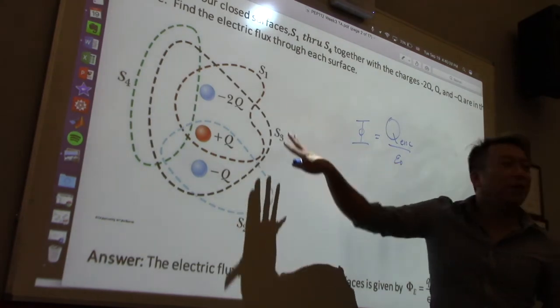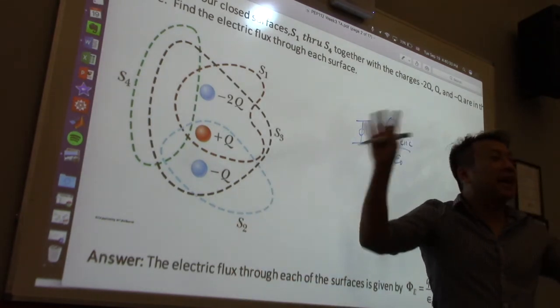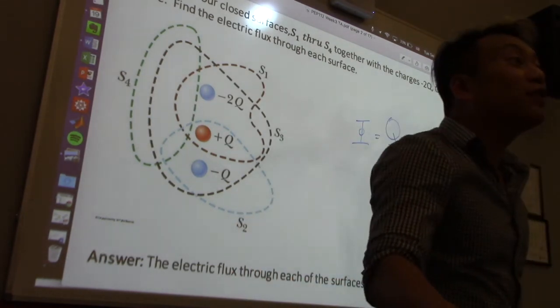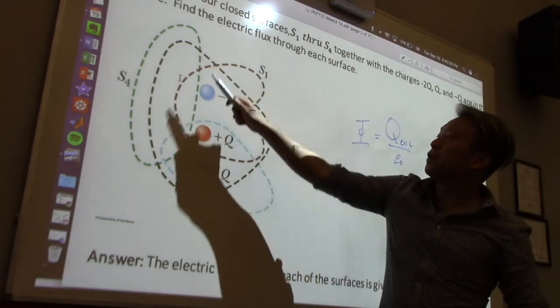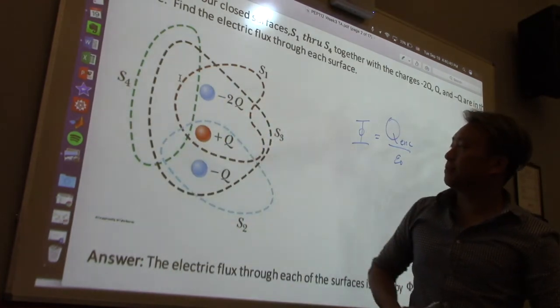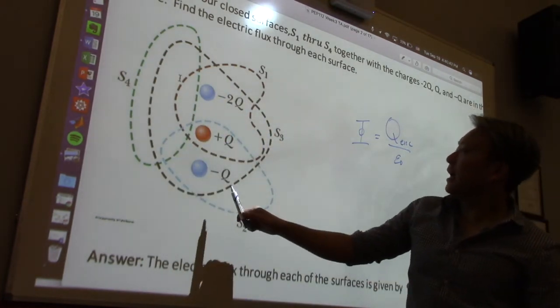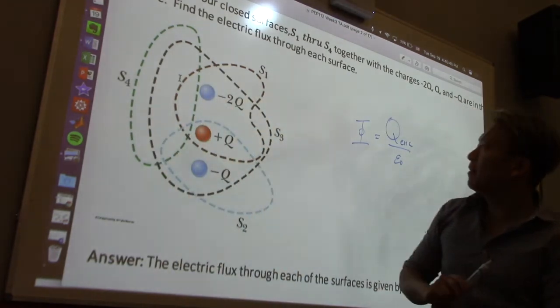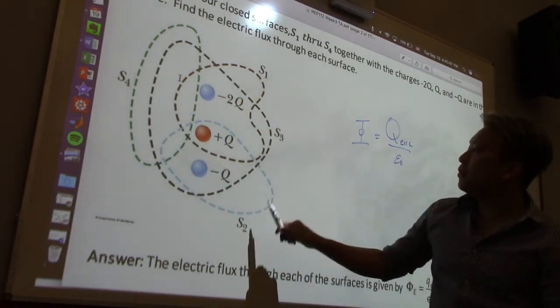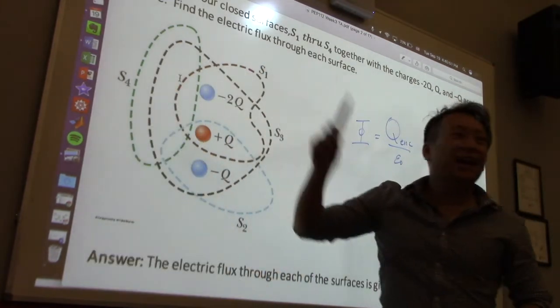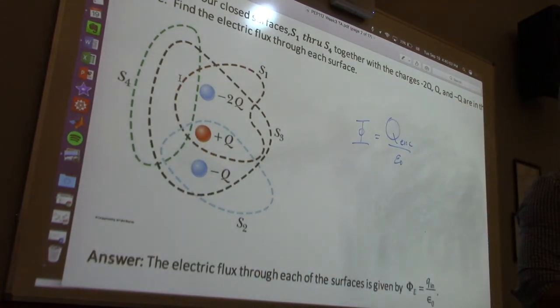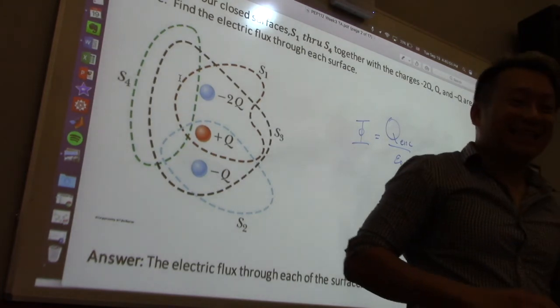There are 4 hypothetical boundaries, let's say 4 Gaussian surfaces, and each boundary encloses the charges accordingly. S1 encloses this charge and this charge. S2 encloses this blue one, these 2. S3 encloses all of them, and S4 encloses none of them. So it's as simple as that.